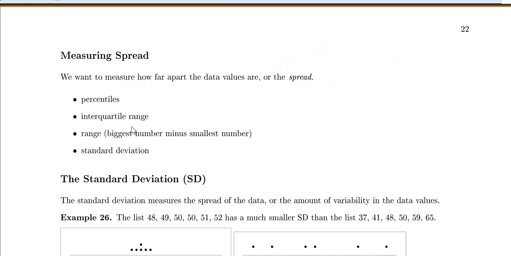So to measure spread, there are different ways we can measure spread. There's percentiles, there's interquartile range, there's range, which is just the biggest number minus the smallest number. And then there's the standard deviation, and that's what we're going to use a lot in this class. So our standard deviation, which we're going to abbreviate with SD, measures the spread of our data or the amount of variability in the data values.